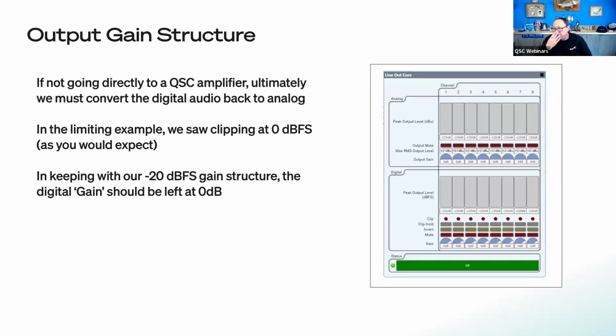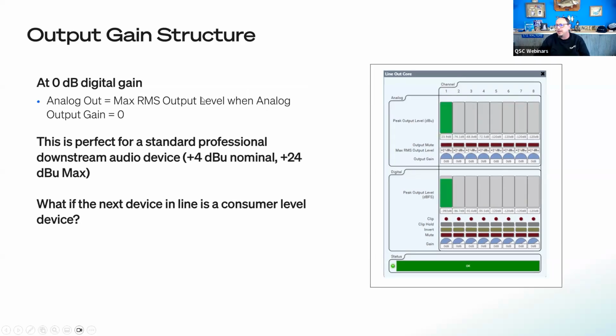Output gain structure. If you're not going to a QSC amplifier, shame on you, buy QSC amplifiers. So you'll ultimately want to convert the digital audio back to analog. In this limiting example, we saw clipping at 0 dB full scale, as you would expect. In keeping with -20 dB full scale gain structure, the digital gain should be left at 0, okay? And then at 0 dB digital gain, the RMS output level is at analog gain. So this is perfect for standard downstream devices that are professional level. I'm coming out of this, going into a mixer, a professional recording device, whatever, and it's expecting to clip at plus 24 dBu.